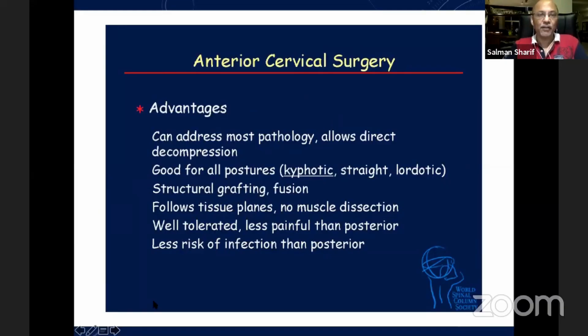The advantage, obviously, is that you're addressing the pathology where it is, and so it's easy to decompress. And it's good for all kinds of postures. It's very simple. You don't have to cut the muscles. Risk of infection is really low. The structural graft fusion is very easy to perform. And you are following the tissue plane, so there is no muscle cut. It's well tolerated, less painful than posterior. And the majority of the centers are now doing this as a daycare procedure.